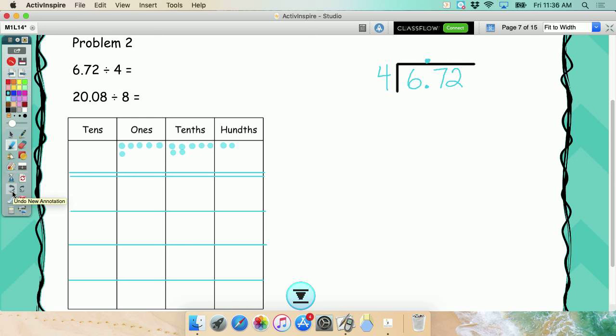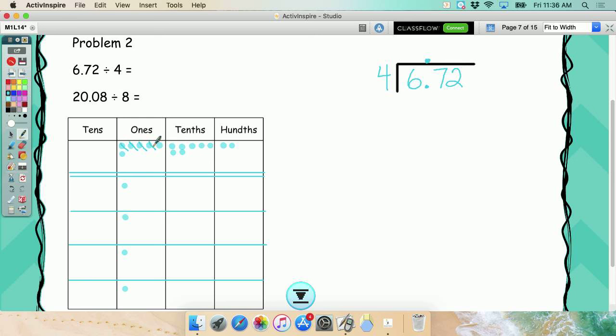So I'm starting with the 6 and I'm putting that into 4 groups. So Ruby, how many will be in each group? Well, if I do 2, that's going to give me 8. And I only have 6. 1. So how many will you cross off? 4.